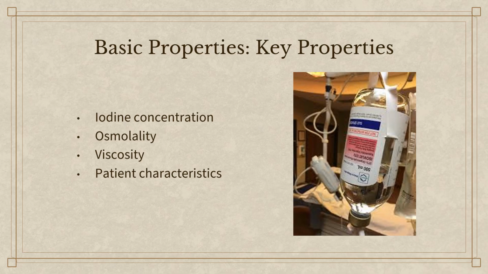Understanding the key properties of contrast material is crucial to safe administration. First, we'll talk about iodine concentration. Contrast media iodine concentration is typically about 200 to 400 milligrams of iodine per ml, depending on the agent that's used. Higher iodine concentration equals better opacification, but increases risks. There's a delicate balance between diagnostic quality and safety.